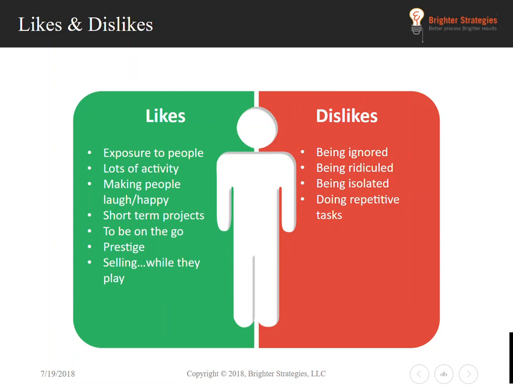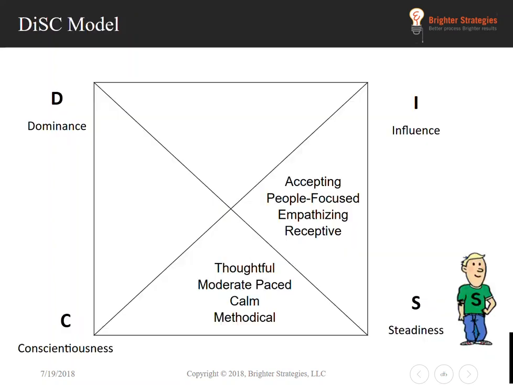We're going to move on now to talk about our S's, so people who score high in steadiness. As I mentioned, they are very similar to influencers in that they are people-focused, they're empathetic, they're accepting, they're receptive. But unlike the I's, they're much more thoughtful, moderately paced, calm, and methodical. So when you think about an S, they like stability. They like to accomplish tasks by cooperating with others. They tend to be calm, patient, loyal, very good listeners.